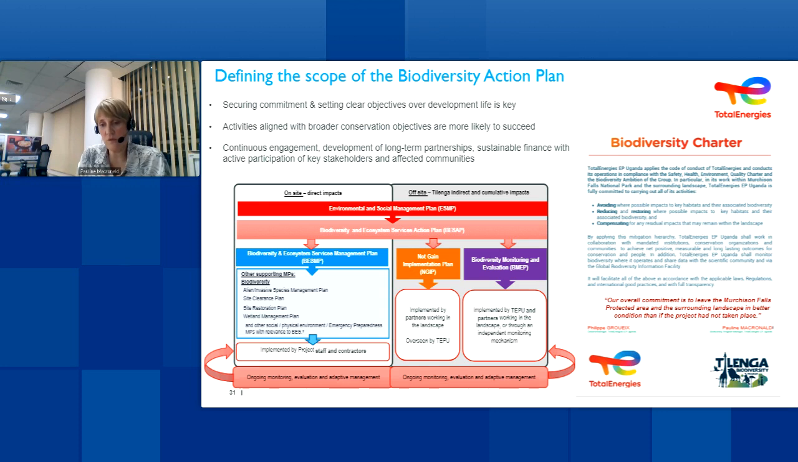So we have a suite of management plans that are really focused on managing the direct footprint impacts, which are implemented by our contractors. And then on the other side, we have the net gain implementation plan, which is really the offset for the project. And then we have the monitoring and evaluation plan. So really that's how we have designed our plan to cover both the direct impacts and also the indirect and cumulative effects that we predict will be residual as a result of our project.